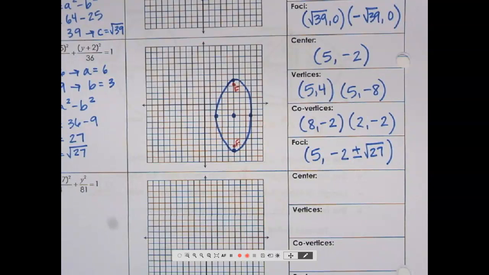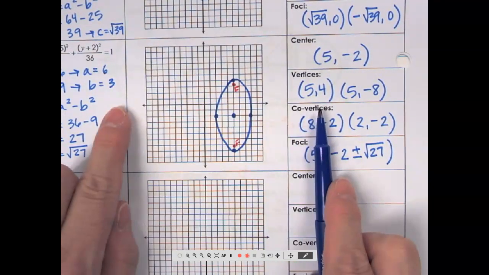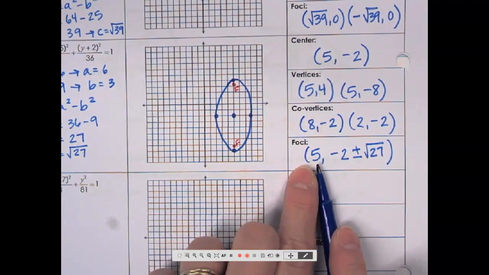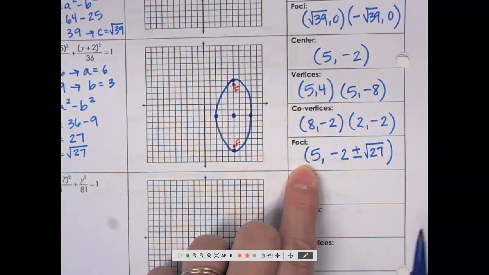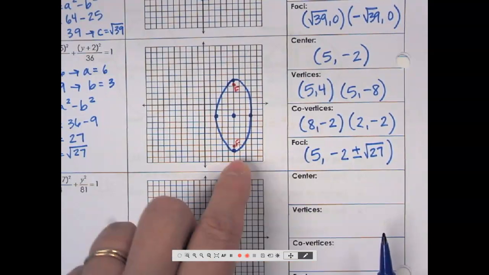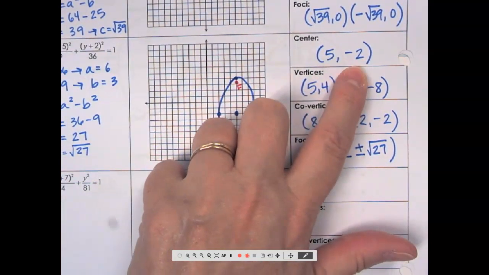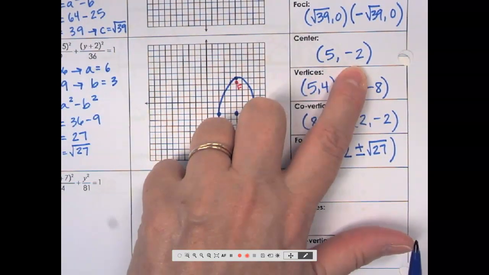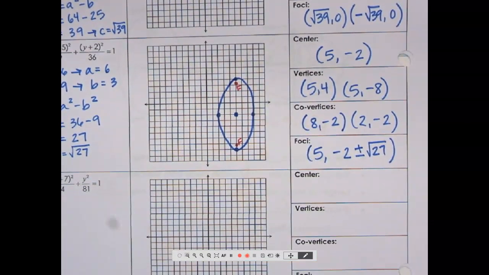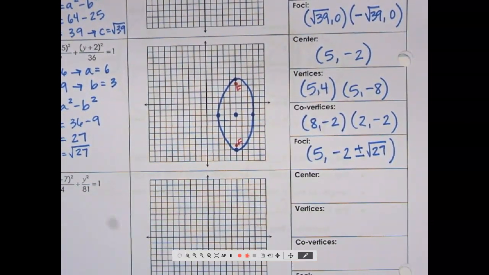Question? What if I had gone left and right? Then I would add and subtract it to the x-coordinate, but leave the y. But because I went up and down, it just changes the y value from the center point. Are we okay? No questions?